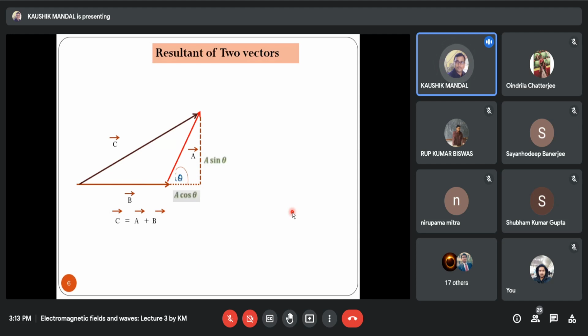Now we have to discuss the resultant of two vectors. In this particular figure, we have considered two vectors A and B following their head and tail. So obviously C becomes C equal to A plus B. Now if this particular angle is theta, then it will be A cos theta, because this vector is A, and it will be A sin theta.